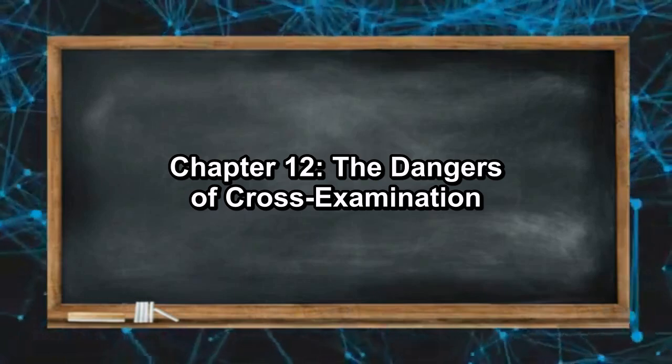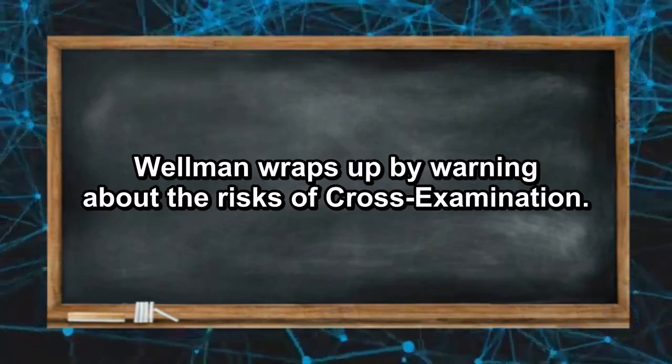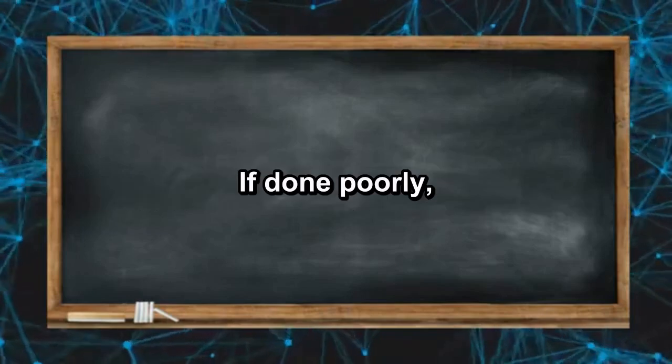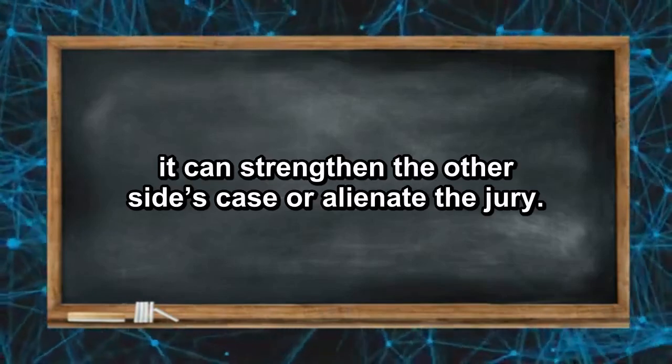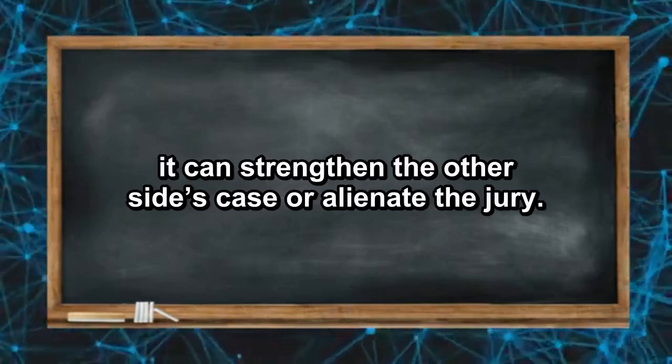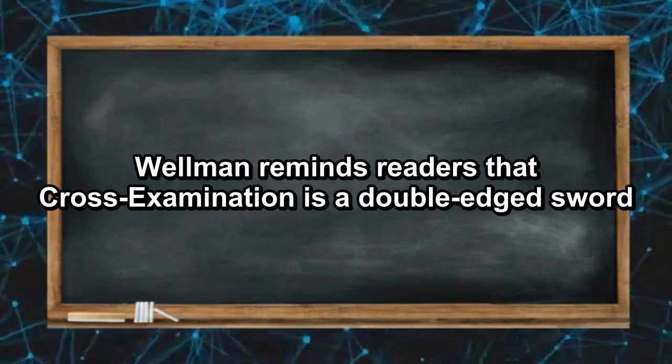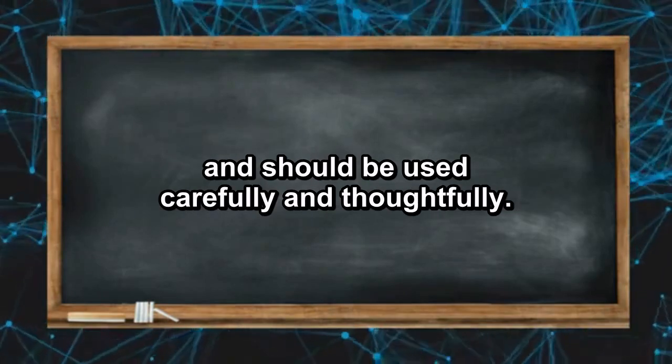Chapter 12, The Dangers of Cross-Examination. Wellman wraps up this chapter by warning about the risks of cross-examination. If it's poorly done, it can strengthen the other side's case or alienate the jury. Wellman reminds readers that cross-examination is a double-edged sword and should be used carefully and thoughtfully.